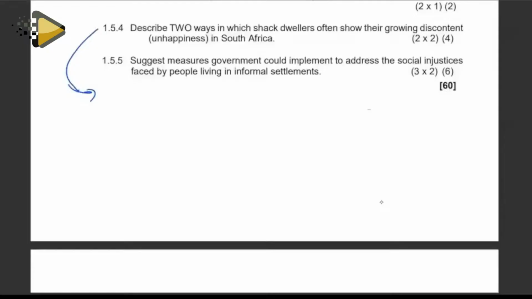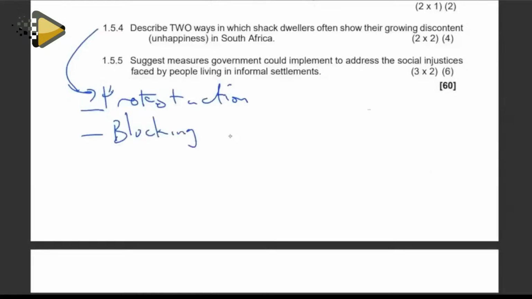Right. We can look at protest action. They do protests as a way of showing their discontent towards service delivery, towards poor conditions. Protest action. Then we can also look at it getting to the extent of blocking roads to traffic. In some instances, they will block some routes such that traffic cannot pass as a way of showing their discontent.